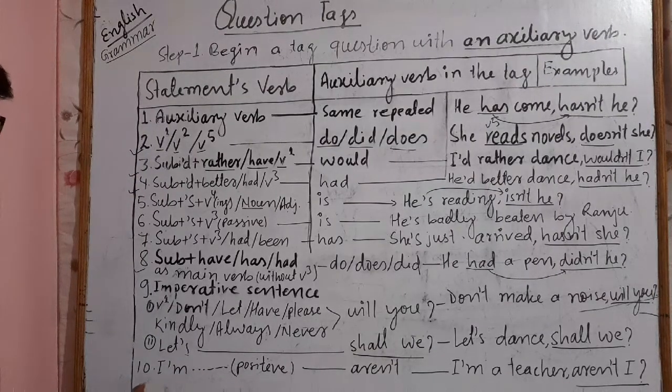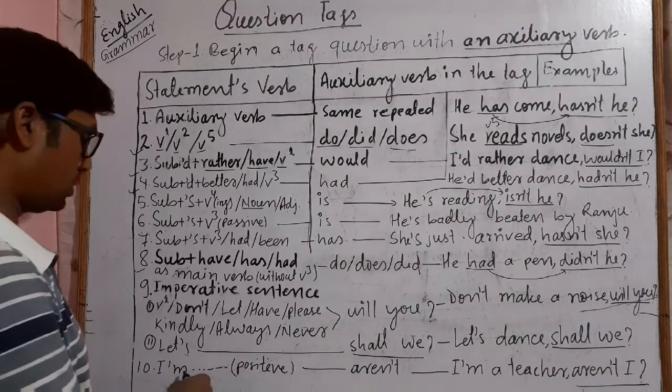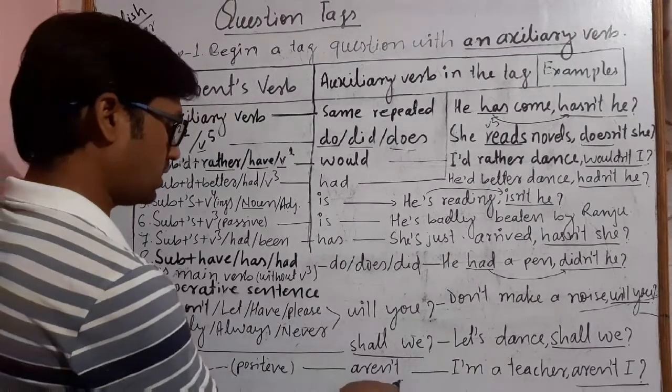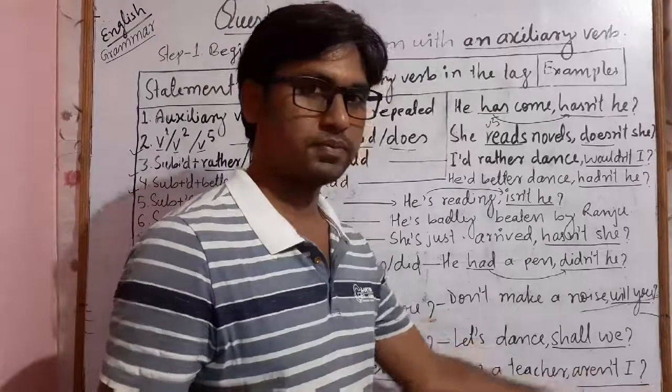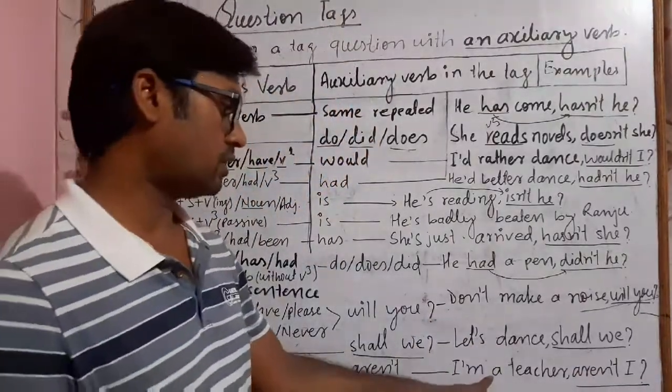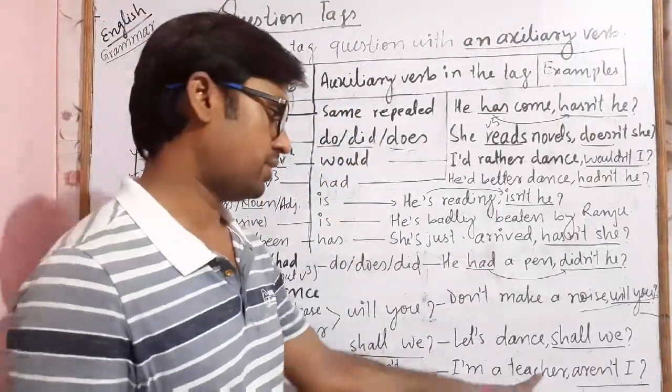See number 10: I'm. In the positive sense, it should be changed into aren't. For example: I am a teacher, aren't I? You're not allowed to write am't I.